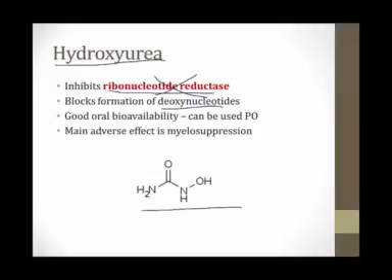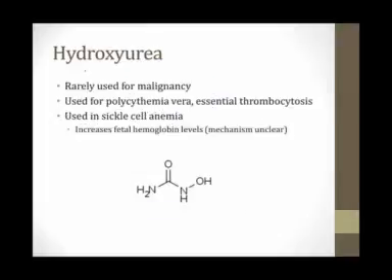One of the advantages of this drug is that it has good oral bioavailability, so it can be used as a PO drug, and its major adverse effect is myelosuppression, just like many of the other drugs in this module. Hydroxyurea is rarely used for malignancy. Its two major uses are in myeloproliferative disorders and sickle cell anemia. In the myeloproliferative disorders polycythemia vera and essential thrombocytosis, hydroxyurea can be used because it's effective at reducing either the red cell count or the platelet count.